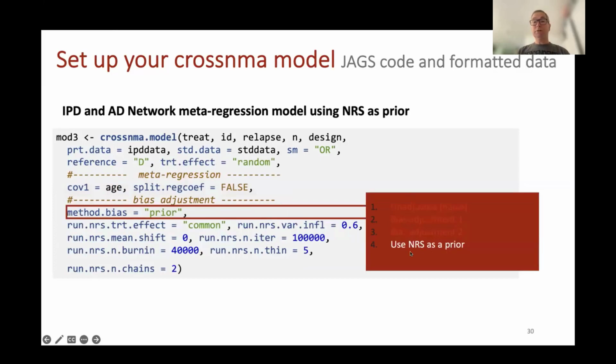The third model, so the third possibility, using the non-randomized study information as priors, is implemented by using this value here instead of naive. All other arguments here below are optional. There are some defaults for this, but we mentioned them here in order to show you that you could control how the non-randomized studies will be fit using this method.